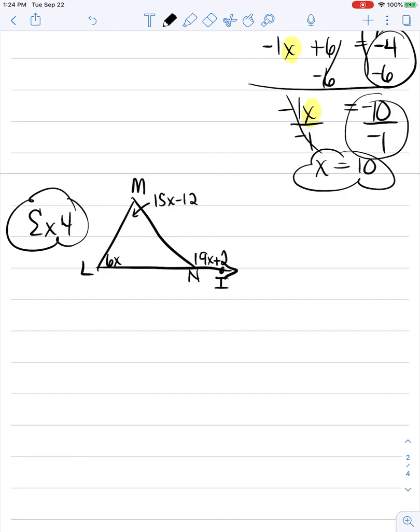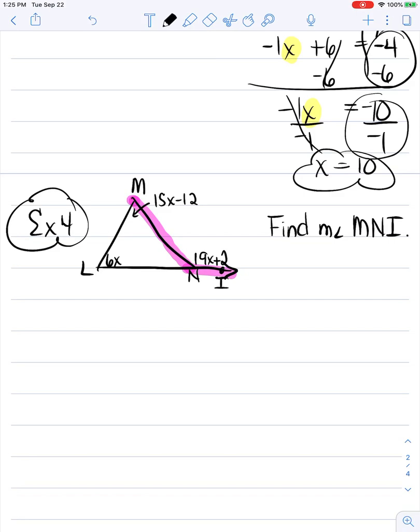Now, if you'll remember in previous lessons, we talked about how to find, let me write the question first. So for this, we're going to find the measure of angle MNI. So let's find MNI. Okay, so that's going to be that outside angle that we're looking for. So if you'll remember, in previous lessons, we said we write our equation, we solve for x, and then we plug our value of x in to find what we want.